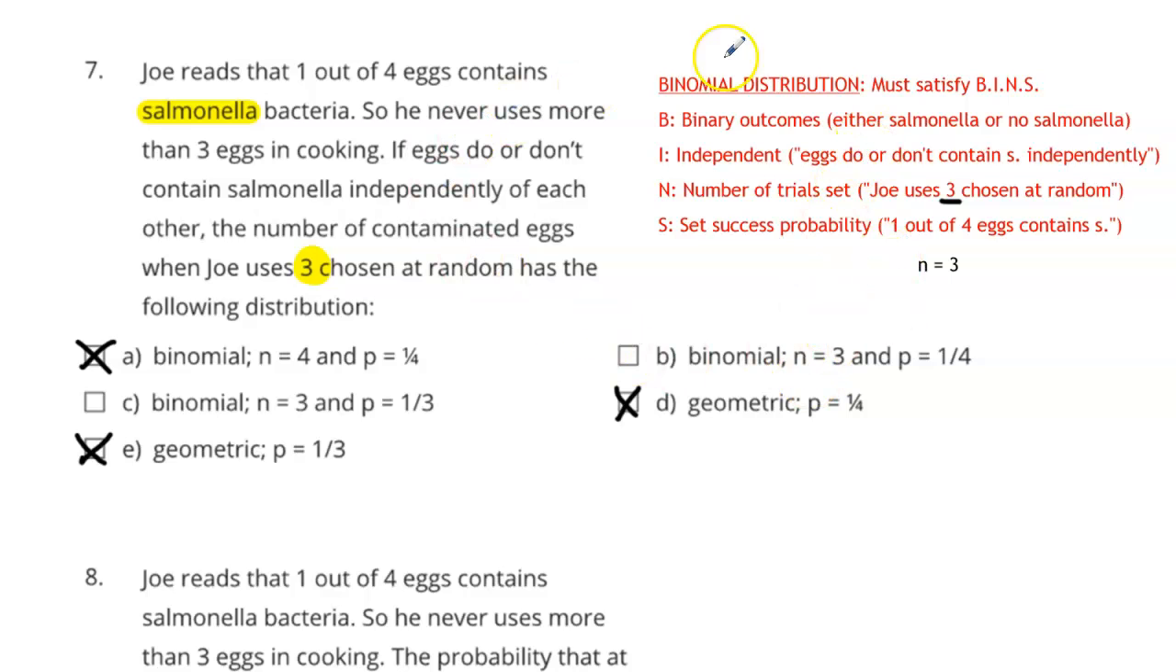And we also know that the probability of success, if you call it the probability of success when it's talking about salmonella, is 1 out of 4. 1 out of 4 is 0.25. That's, in other words, 1 out of 4. Not 1 out of 3, but 1 out of 4. So here's your correct answer, choice B. Moving on to question number 8.